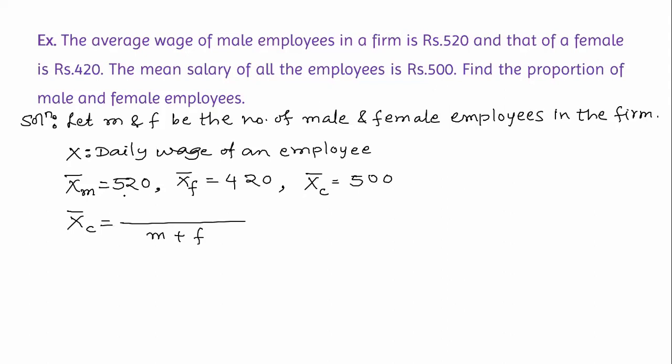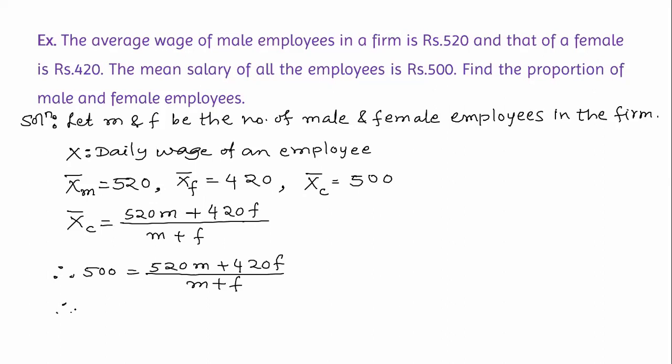So the mean wage is 520, and as there are m number of males, it is 520 into m, plus 420 into f, which will be the sum of the wages of women. And therefore we know that the average of the whole group is 500. So we are going to solve this problem quickly. Dividing by m plus f, and therefore cross multiplication, 500f plus 500m, is equal to the right hand side.